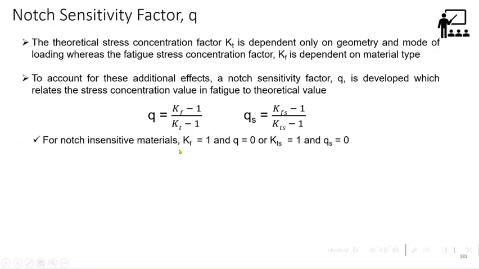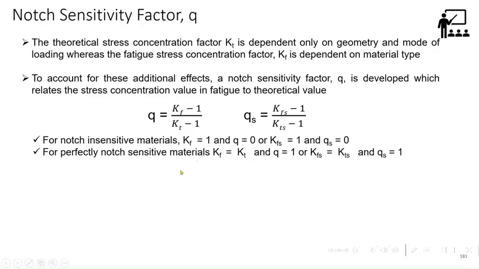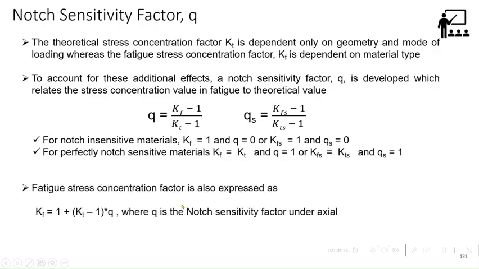Okay, I will come there. So for a notch-insensitive material, when Kf is equal to 1, 1 minus 1 equals 0, so q will become 0. And when Kf is equal to Kt, which is fully notch sensitive, (Kt minus 1) divided by (Kt minus 1) is 1. So your q varies between 0 and 1. Also qs. For a perfectly notch-sensitive material, Kf is equal to Kt and q is equal to 1.